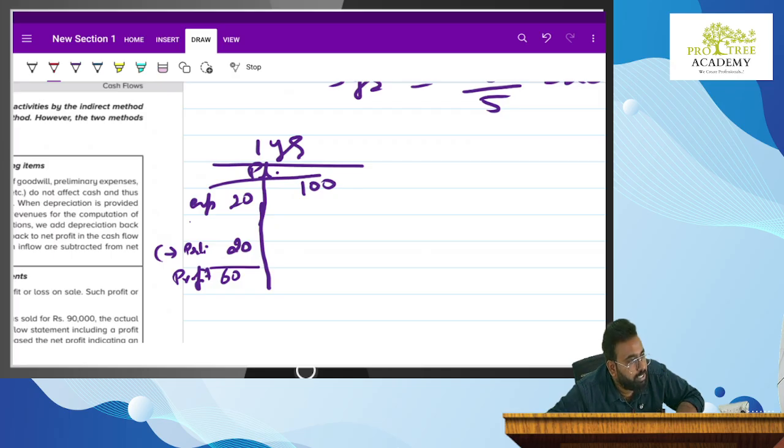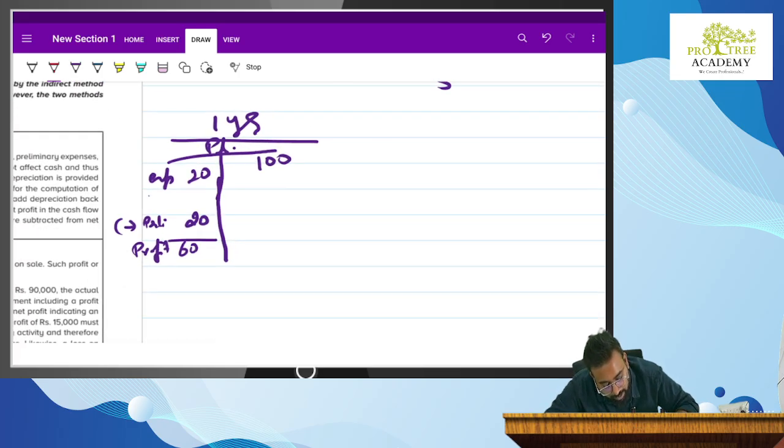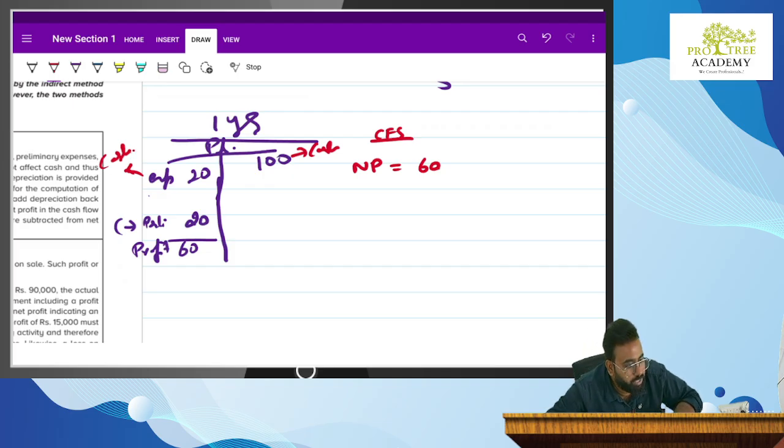Yes, sir, 60. Profit ultimately 60. Now, sir, let's prepare the cash flow statement for this year. Tell me, sir, what is the net profit? Do I have to make any changes? Let's assume this is also in cash, for understanding the concept. Yes, sir. 60. Correct?